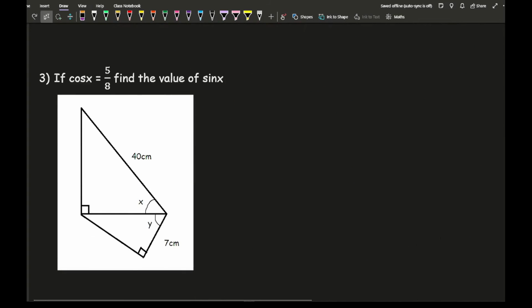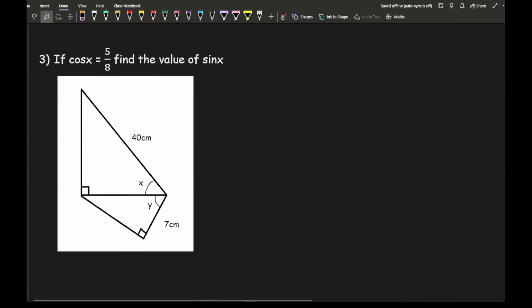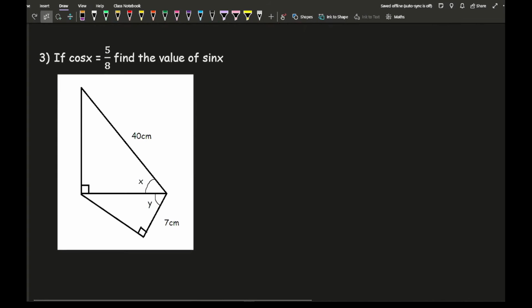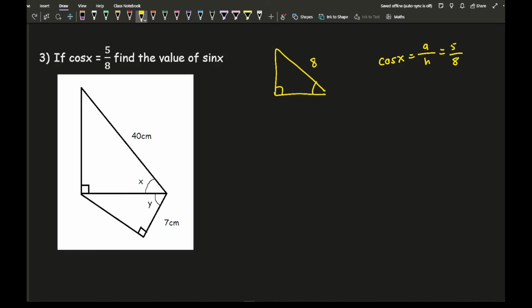So let's have a look at this question here. Now, this question says that if cos x equals 5 over 8, find the value of sin x relating to this particular diagram. Now again, if the diagram wasn't given to me, then I would draw a right angle triangle. I know that cos x is equal to adjacent over hypotenuse, so if that's equal to 5 over 8, then the hypotenuse will be equal to 8 if I call this x, and the adjacent will be equal to 5.